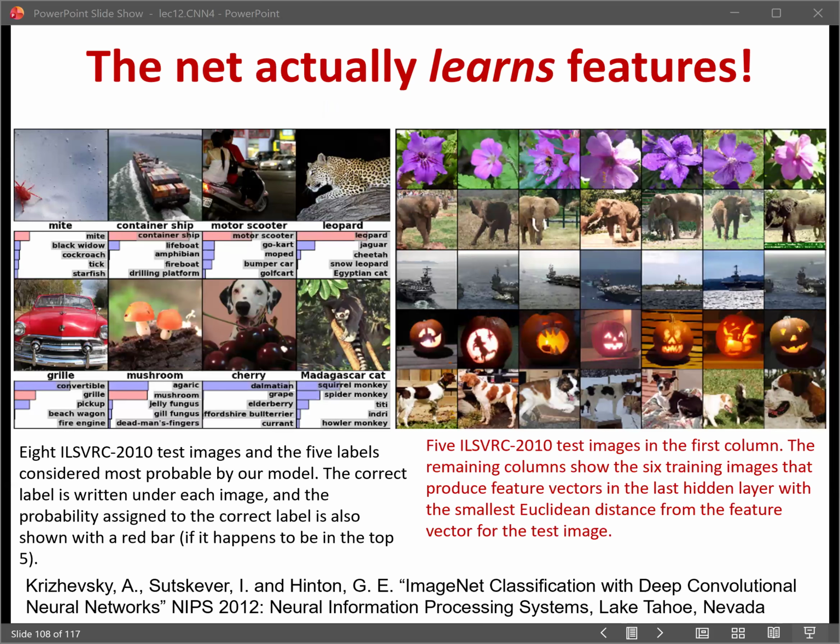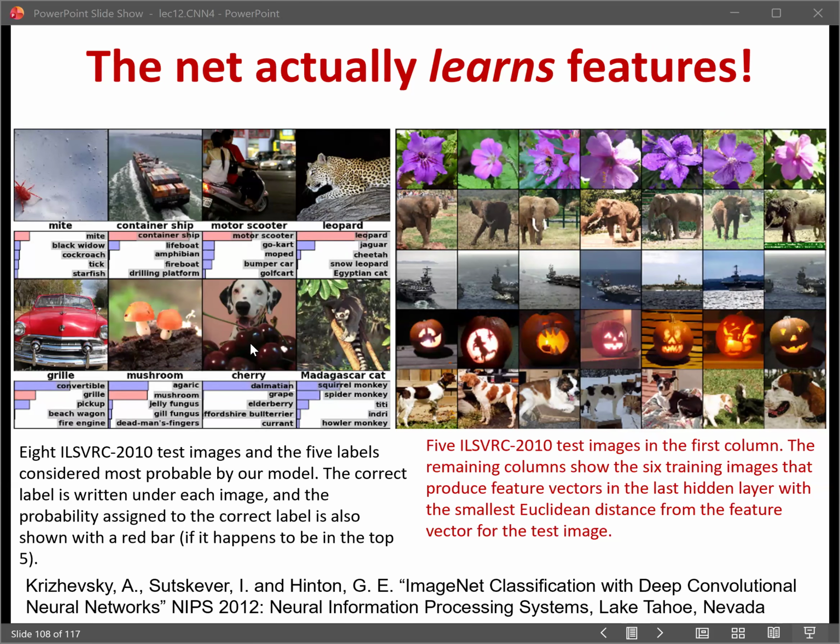So, first, here are some classifications. This was a mite, it classifies it as a mite. It's a container ship, classifies it as a container ship, motor scooter, leopard. It does make errors, but the errors are reasonable. This is supposed to be a grill, according to ImageNet. The model recognized it as a convertible. Hey, it seems right, right?